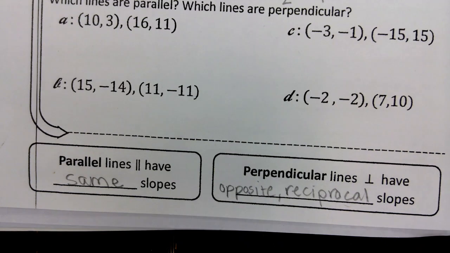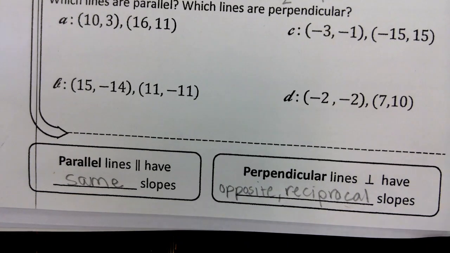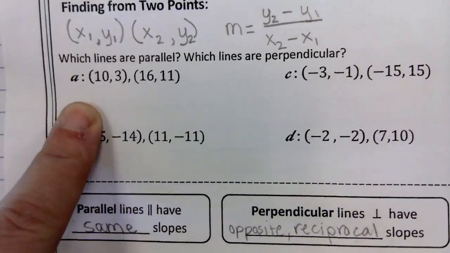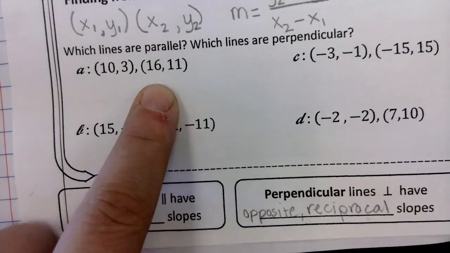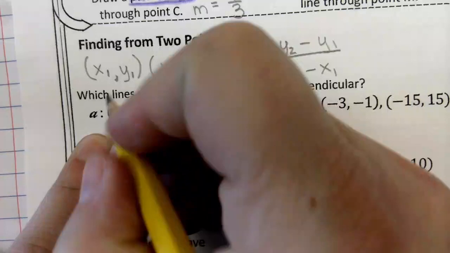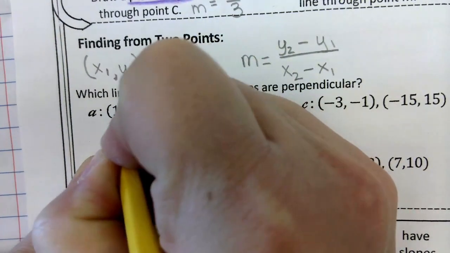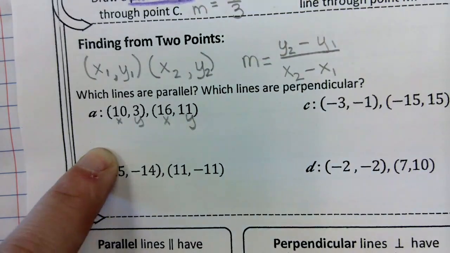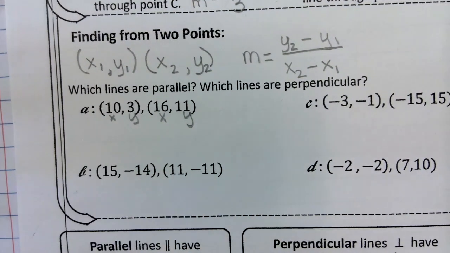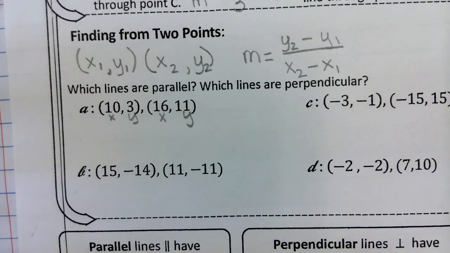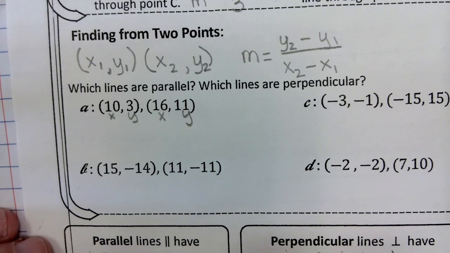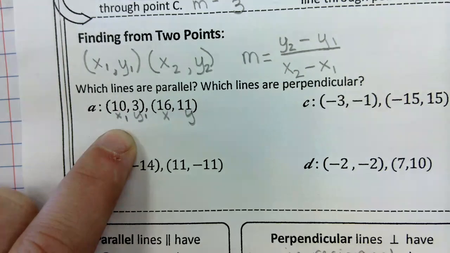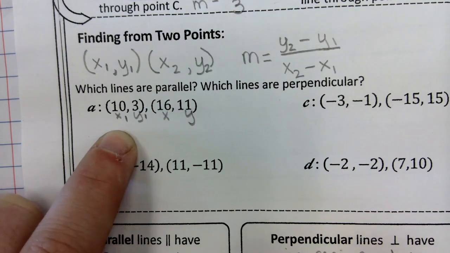Alright, so we're going to start with line A. Line A says 10, 3, 16, 11. I'm going to start by labeling these points. So I always like to label X, Y, X, Y. I always do that first before I even start thinking of the numbers. This first XY is my first one, so I like to put 1s there. My second XY is the second one, so that's 2.